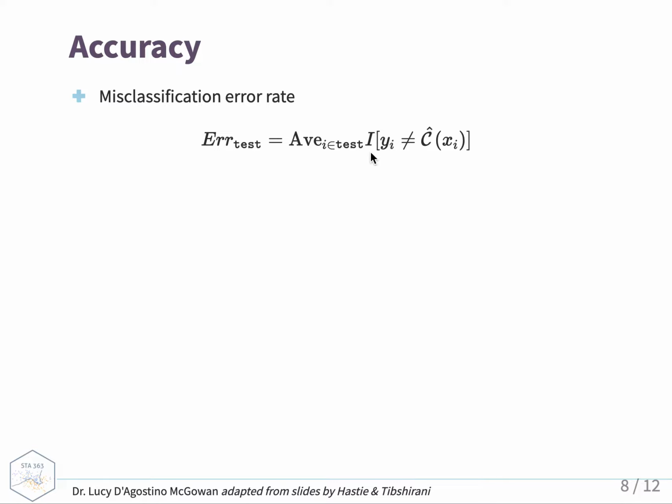And this I just means indicator. This is the indicator that yi is not equal to our predicted class. So if yi is not equal to the predicted class, then this is going to be a 1. And if yi is equal to the predicted class, then this is going to be a 0. For every observation in your test data, you're either going to have a 1 or a 0, and then you're going to average across all of those to get your overall misclassification error rate.